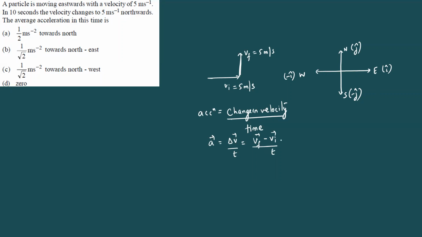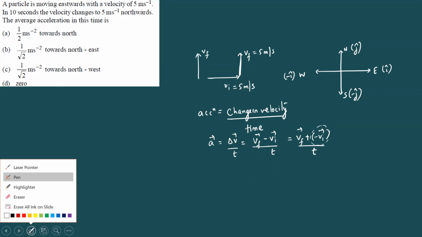Now, how do we subtract two vectors? We know subtraction can be simply written as an extension of addition: v final vector plus negative of v initial vector, divided by time. Now, how do you add up v final and negative of v initial? What we will do is v final is kept as it is. We have to take negative of v initial. How do you take negative of v initial?